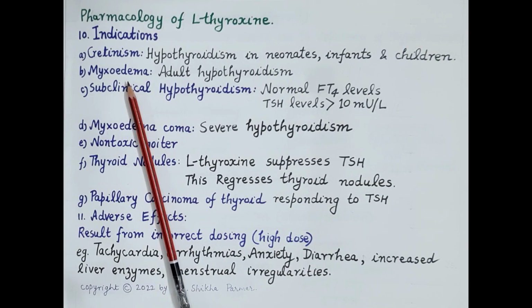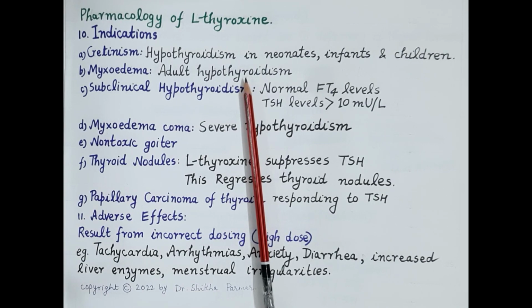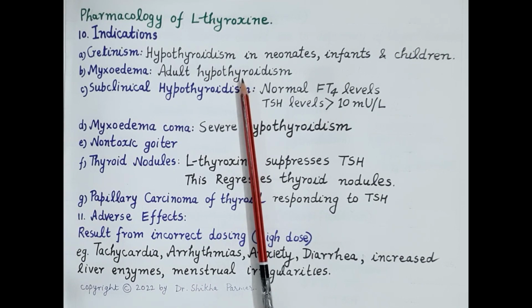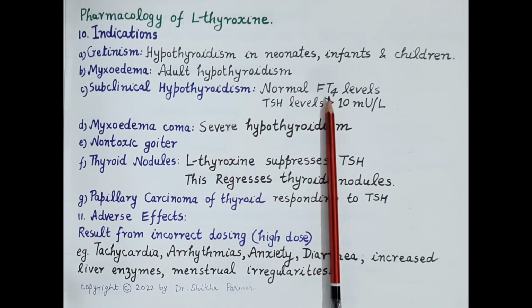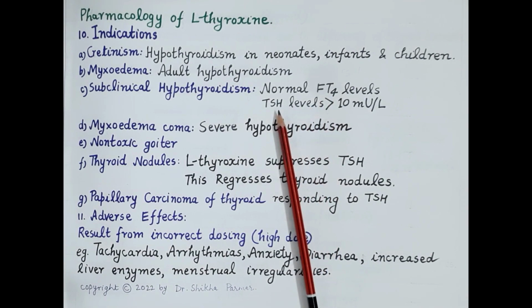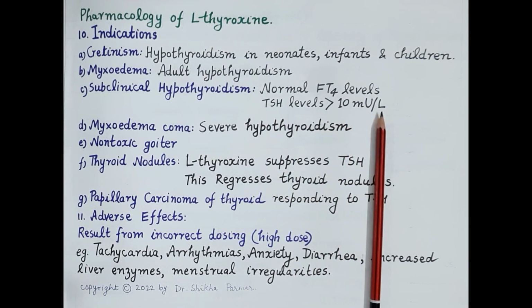Another indication is myxoedema. This is hypothyroidism in adults, and treatment is started with a low dose and the dose is increased as per the discretion of the physician. Then subclinical hypothyroidism. So, as already discussed, in subclinical hypothyroidism, free T4 levels remain normal, but TSH levels increase. So, TSH levels more than 10 milliunits per liter are treated with L-thyroxine.